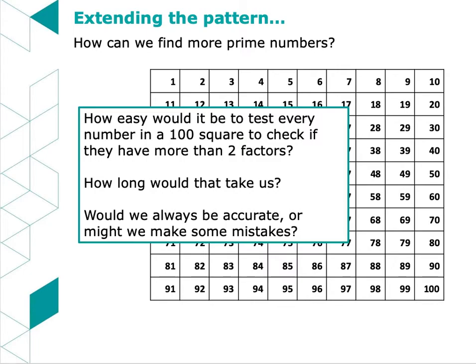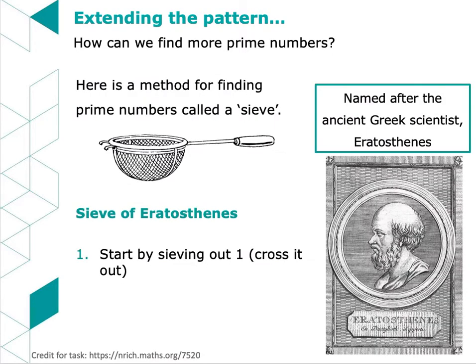So how can we discover new prime numbers? Well, it'd be very difficult to identify all prime numbers in a larger number grid. Eratosthenes' sieve is one of the oldest methods for finding prime numbers, named after a Greek scientist who invented the method. It allows you to try and discover primes for bigger number squares.